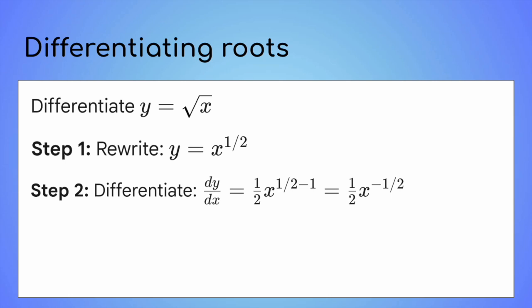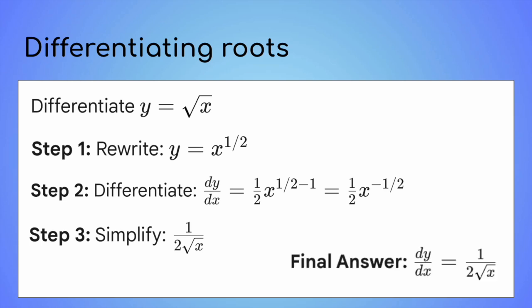And then what we should aim to do as our final line of working is write that in a better form. Instead of writing x to the power minus a half, we want to write that as a reciprocal or as a square root or something like that. So we know that x to the power minus a half is the same as 1 over the square root of x. And so if we put that all together, we've got a half times 1 over the square root of x, which is 1 over 2 square root of x. And that would be our final answer.